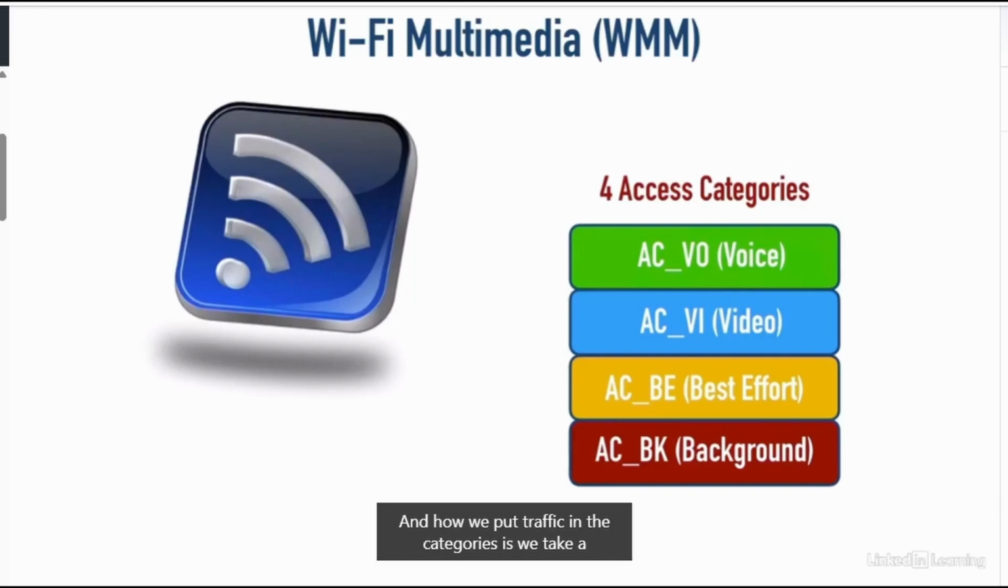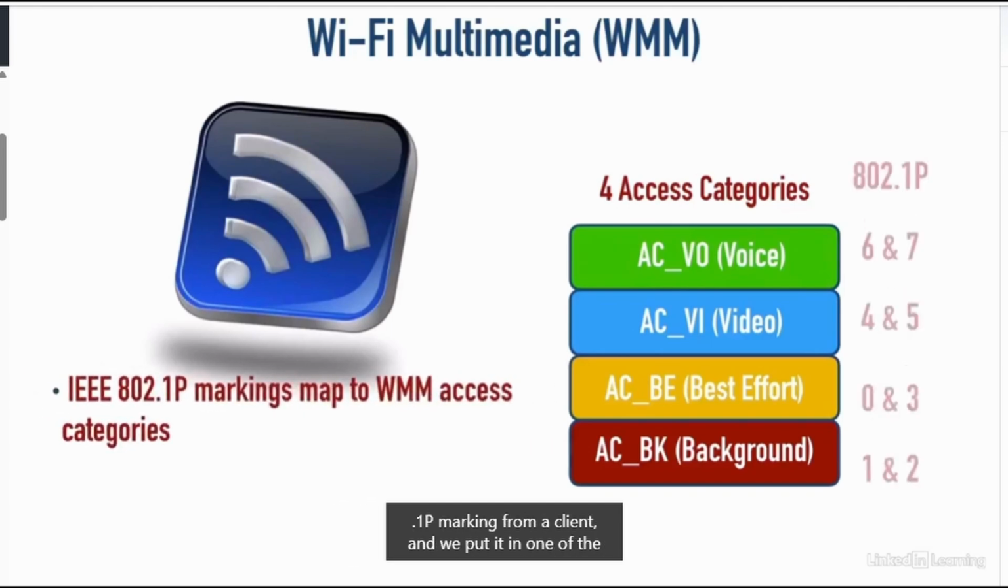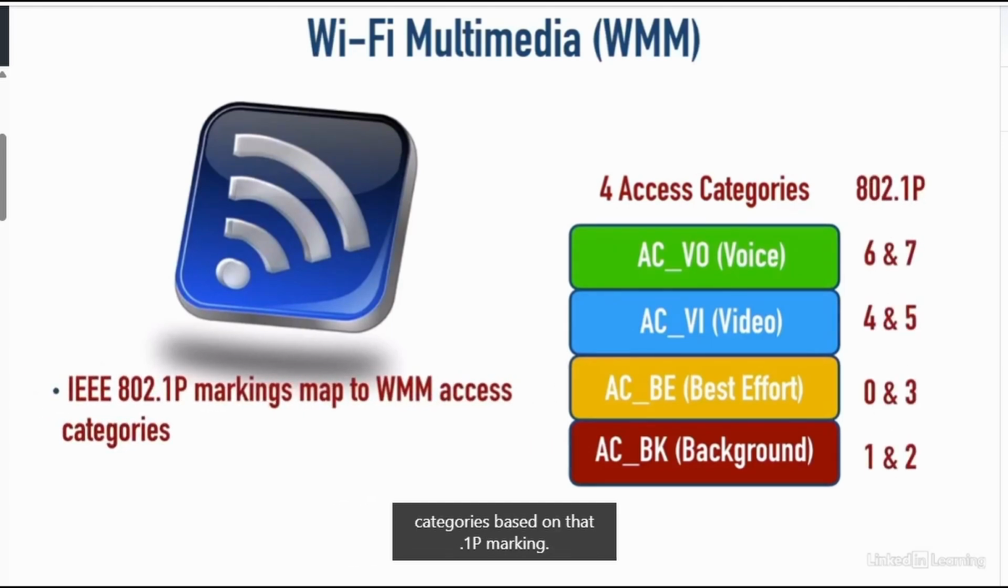And how we put traffic in the categories is we take a .1p marking from a client, and we put it in one of the categories based on that .1p marking. Now, an 802.1p marking is supported by some network clients, and what we're doing is we're adding 4 bytes onto our frames. It's a lot like adding 4 bytes on a .1q trunk. In fact, it looks almost identical to that. The big difference is the VLAN field is all zeros. We're not identifying VLAN membership. We're just adding those 4 bytes so that we can use 3 bits in those bytes to identify the priority of a frame. So we've got 3 bits at our disposal.